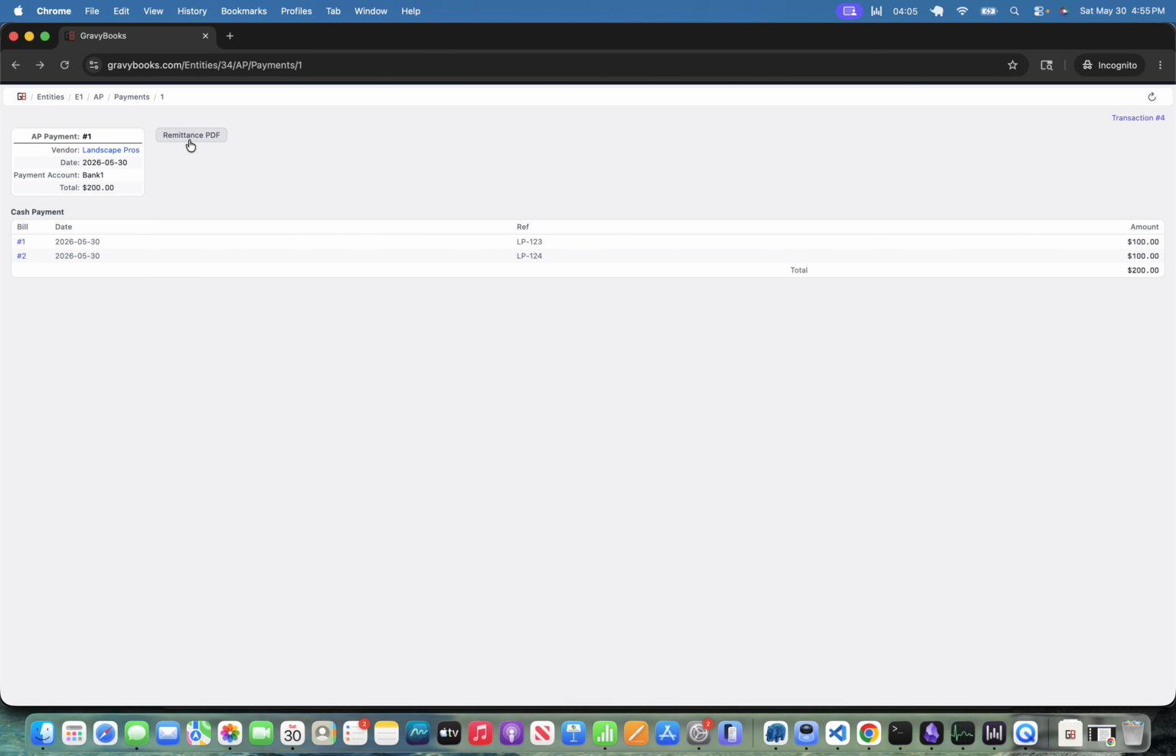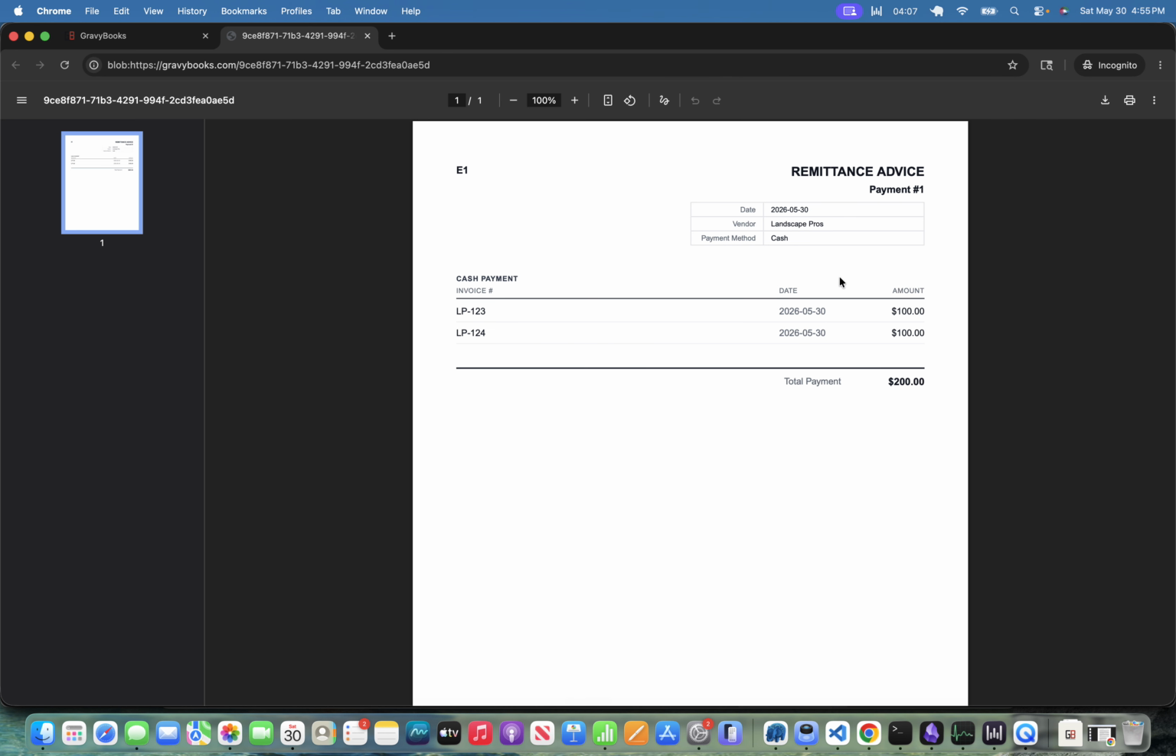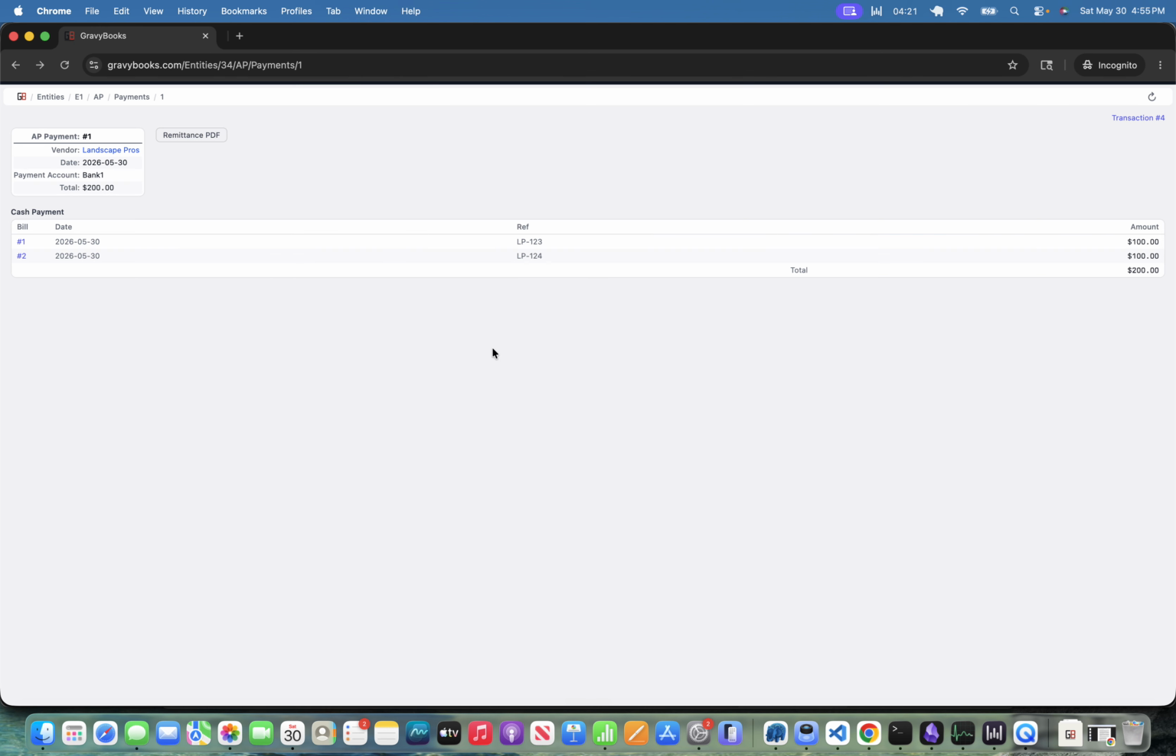And then upon paying that bill, you would generate your remittance advice telling your vendor that this $200 payment is for these two invoices. So on their end, on their AR, they can mark those outgoing invoices as paid. So that's the difference between an expense and a bill in accounting.